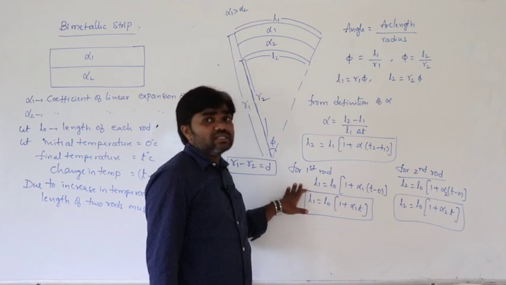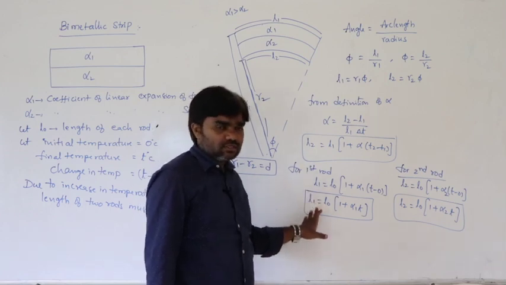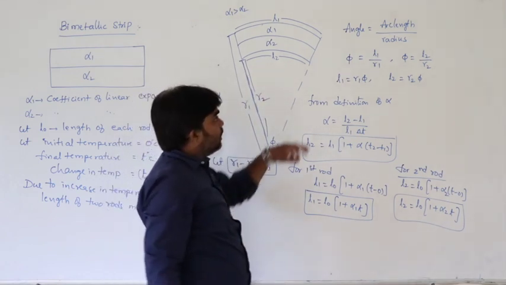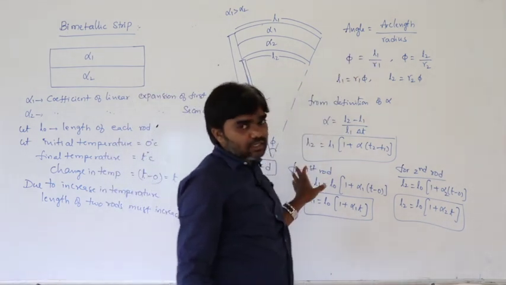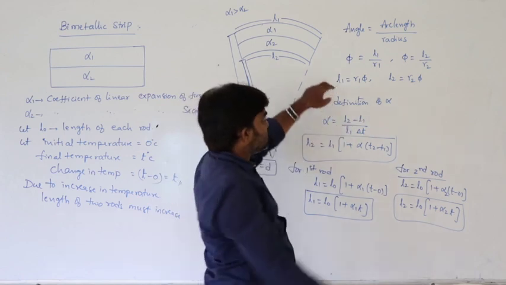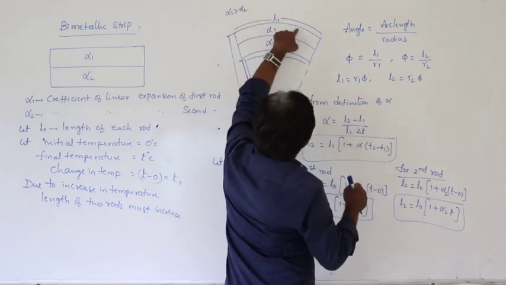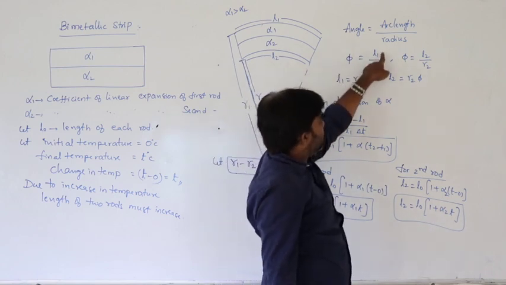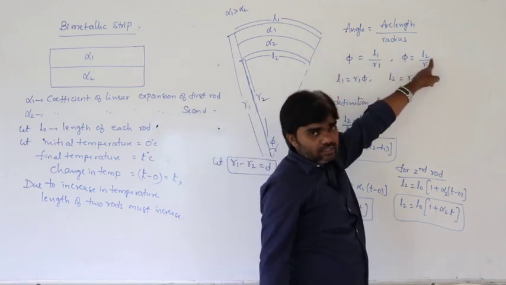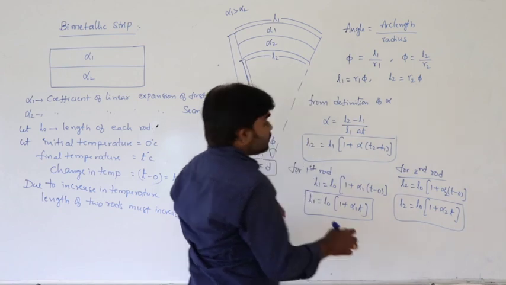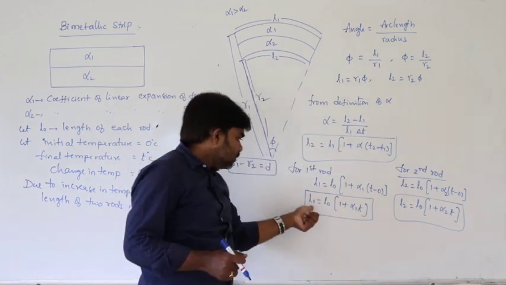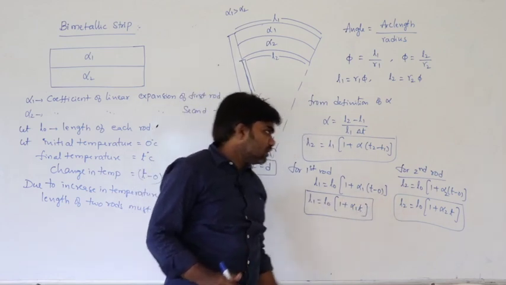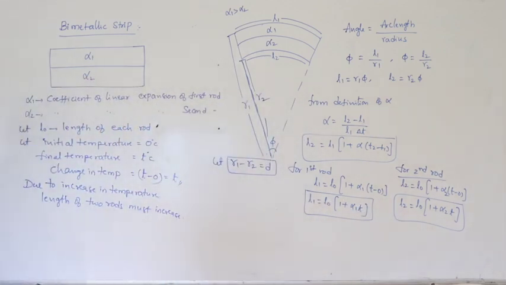Because due to increase in temperature, the length also increases, and according to the sector angle formula, the angle subtended at the center of the circle is equal to arc length by radius. For the first rod, the arc length is L1. For the second rod, the arc length is L2. That's why it is L1 by R1 and L2 by R2. But due to increase in length, what is the length of the first rod after increase in temperature, and the length of the second rod after increase in temperature?